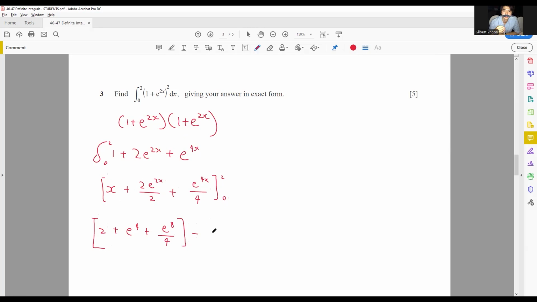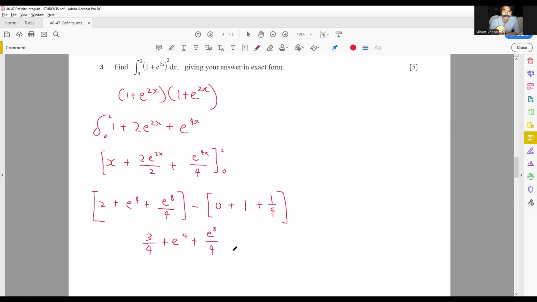minus 0 plus e to the power of 0, which is still just 1, so it's plus 1. And e to the power of 0 over 4, this is plus 1 over 4. Then from here, you're just going to add up the numerical numbers together. Since e to the power of 4 cannot be simplified with e to the power of 8, adding up the numerical numbers 2 minus 1 minus 1 over 4, you're left with 3 over 4 plus e to the power of 4 plus e to the power of 8 over 4. Okay?